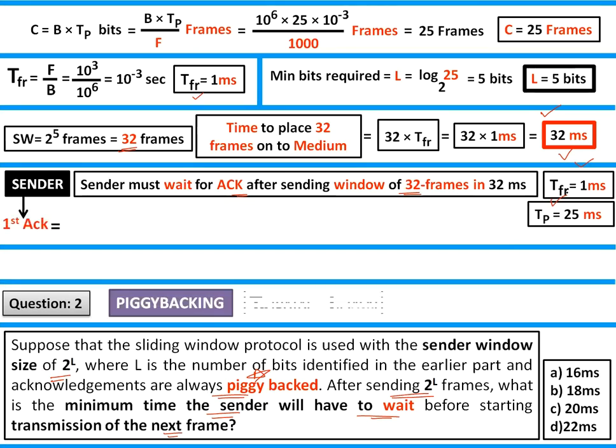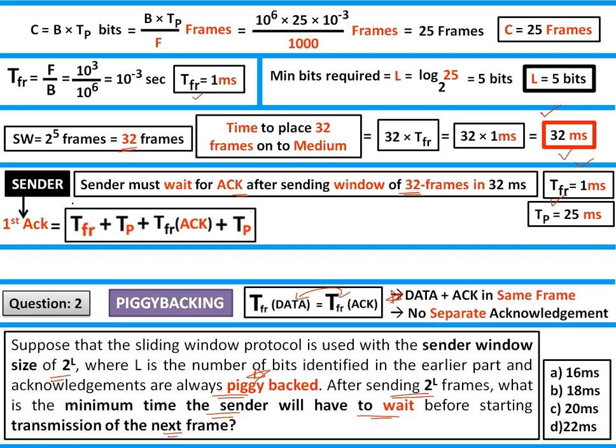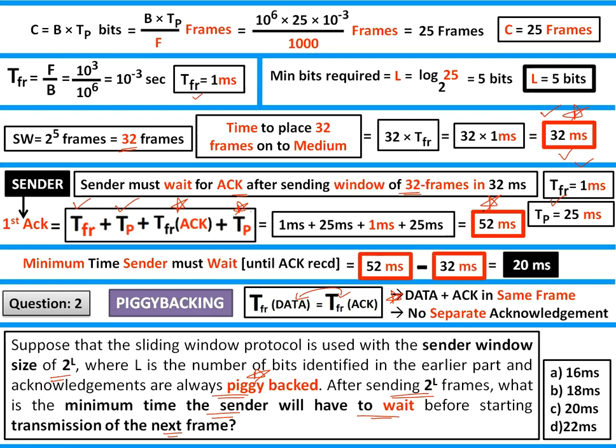The first acknowledgement will come piggybacked. Whenever I say piggybacking, there won't be any separate acknowledgement. Data and acknowledgement will come together. So TFR of data is the same as TFR of acknowledgement. So for the first acknowledgement: TFR to place the frame onto the medium, TP to reach the receiver, then TFR of the acknowledgement to place it onto the medium by the receiver, and TP to reach the sender. So finally it will be 52 milliseconds. You transmitted for 32 milliseconds, whereas you will get the first acknowledgement at 52 milliseconds. So the minimum time you must wait will be 20 milliseconds, guys.